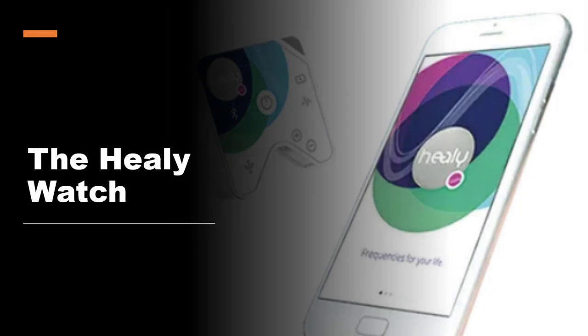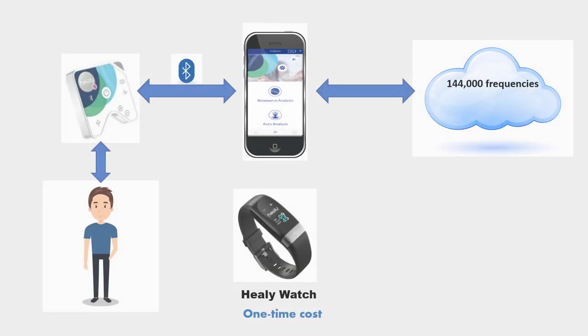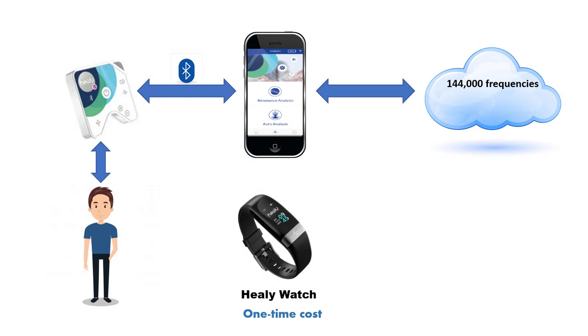Okay, let's talk for a second about the Healy Watch now. That's another separate device. And as you can see, the Healy Watch has a one-time cost. The Healy Watch also has a Bluetooth connection to your phone. So now, through the phone, through the apps, and it's a separate app, it has access to the database in Europe as well.